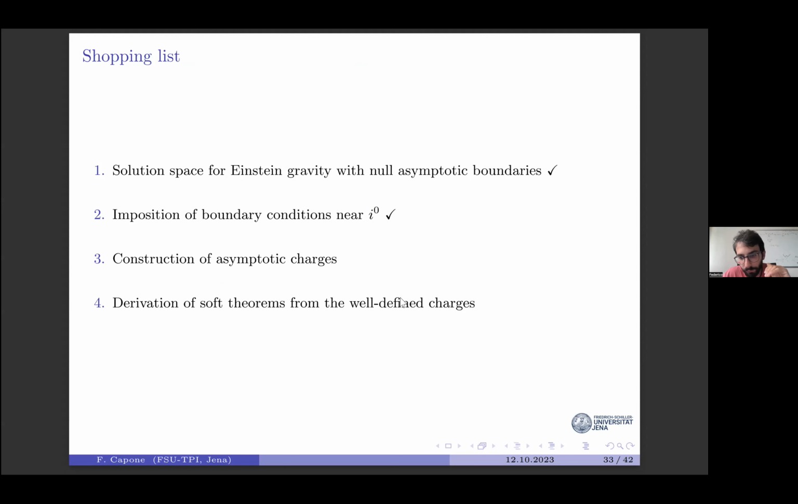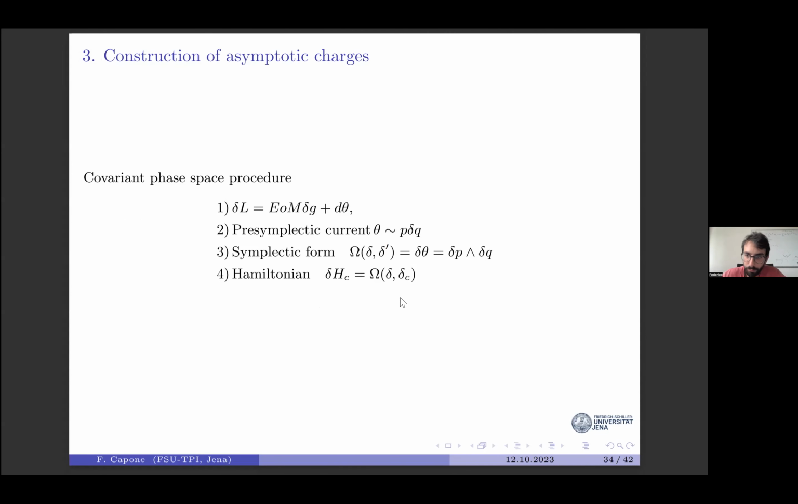So let's move to the third point, which is the construction of asymptotic charges. And here you can follow whatever method you want. Again, this is just, if you like, classical mechanics applied to general relativity, because we follow the covariant phase space procedure, which means that we take our Lagrangian, which is the Einstein-Hilbert Lagrangian. You take a first variation of the Lagrangian, and you will generate a boundary term, which is this d theta, and theta is called presymplectic current, which again, just do it by yourself.